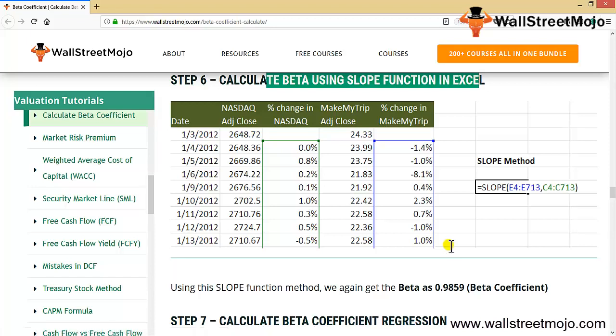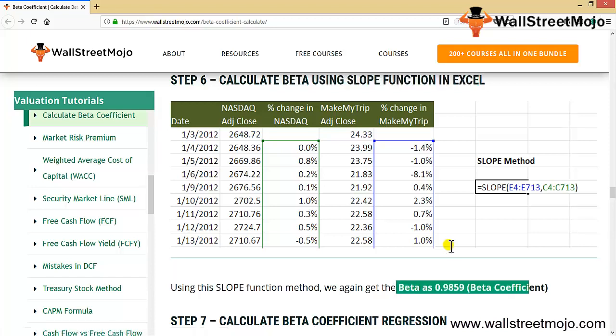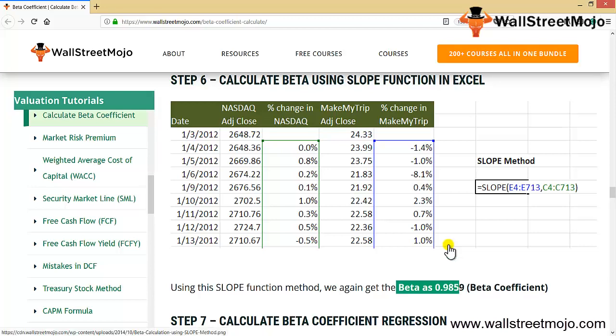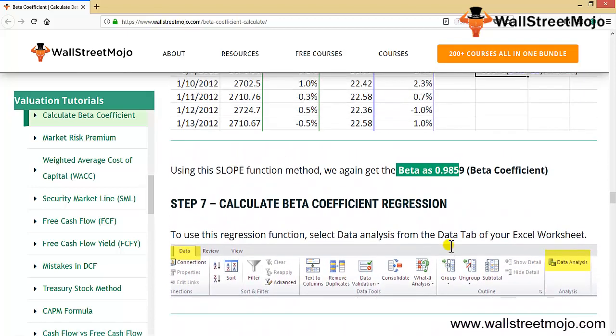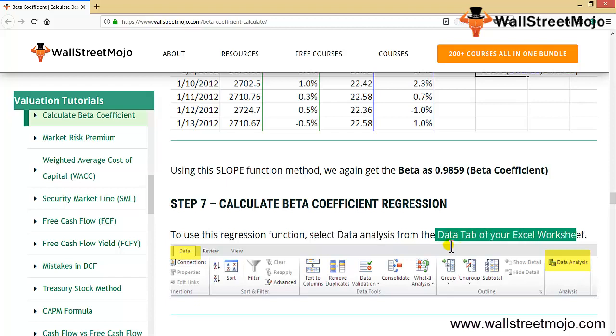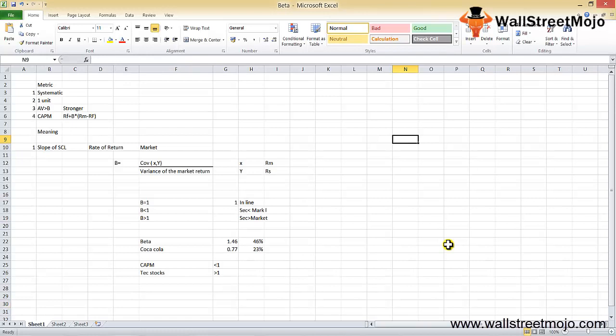Using the slope function, we can get the beta as 0.9859 based on the data that you have accumulated, and just apply the formula. Excel even shows us how to use the formula, and that's how we calculate the beta. For the coefficient regression, you can go to data analysis to use the regression function. Use the data analysis from the data tab on your Excel worksheet. So this is how the step-by-step approach will go.